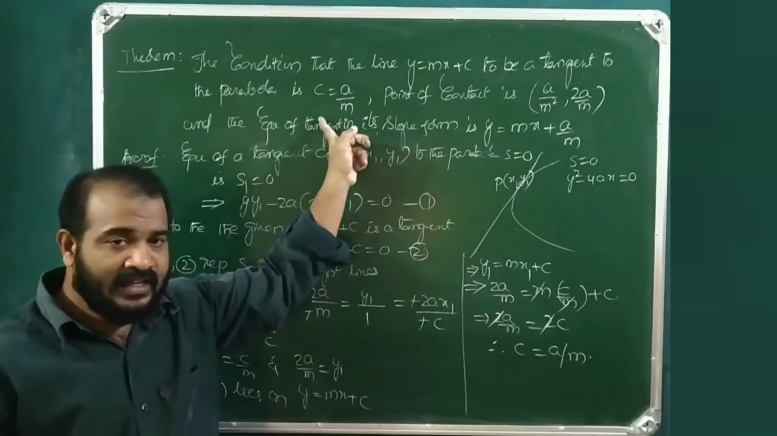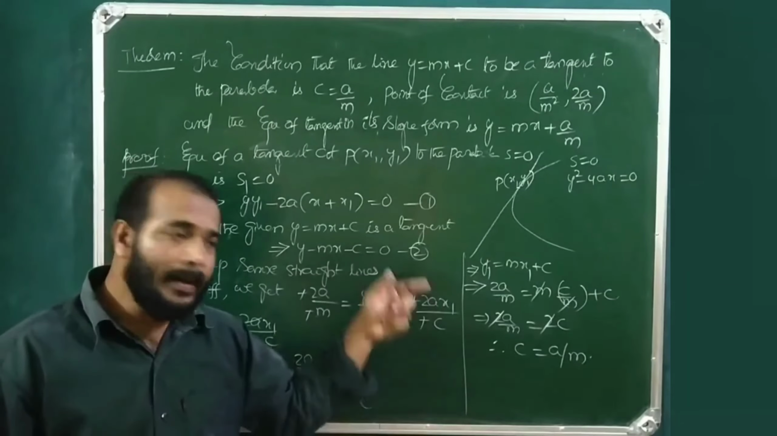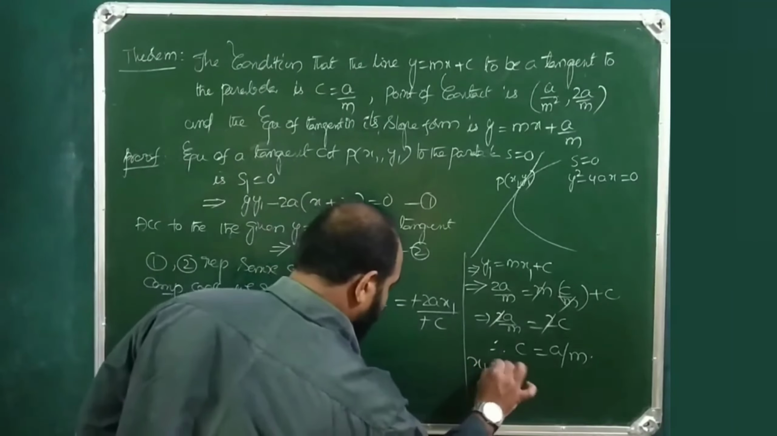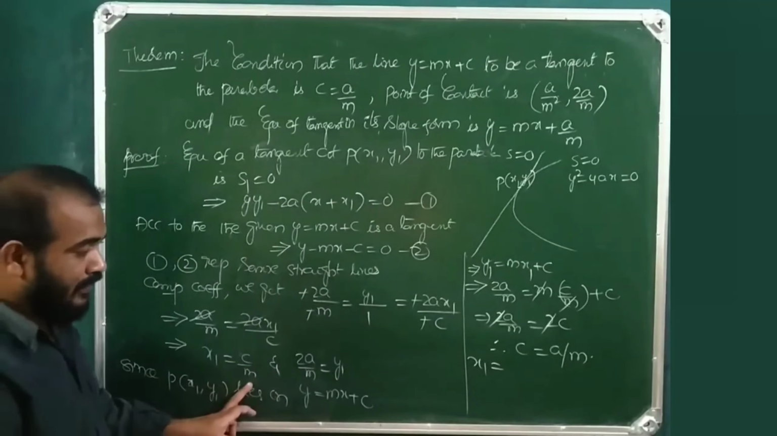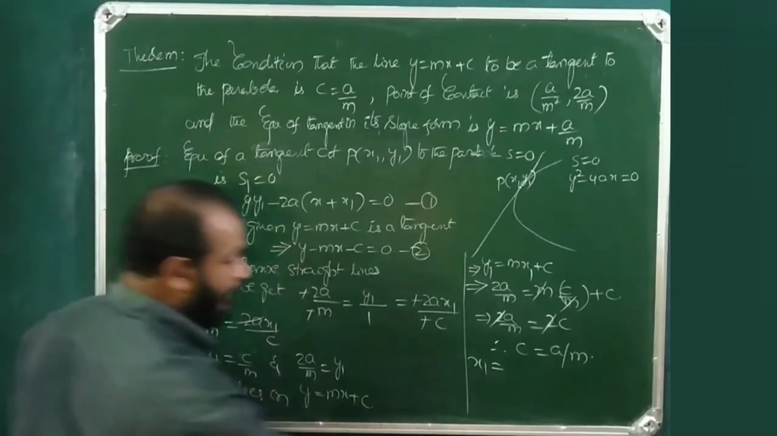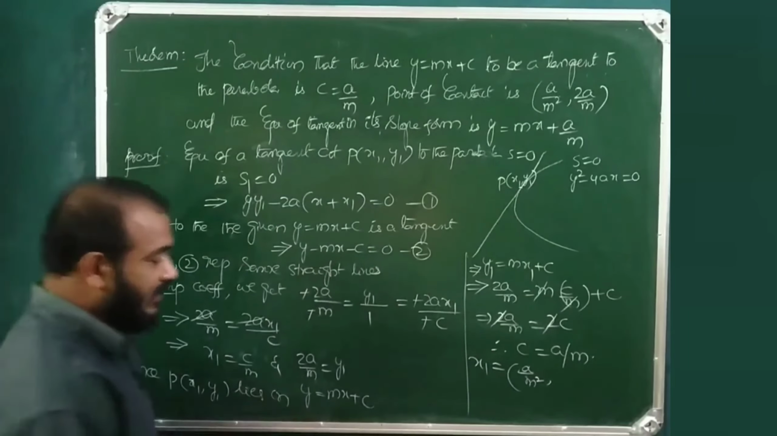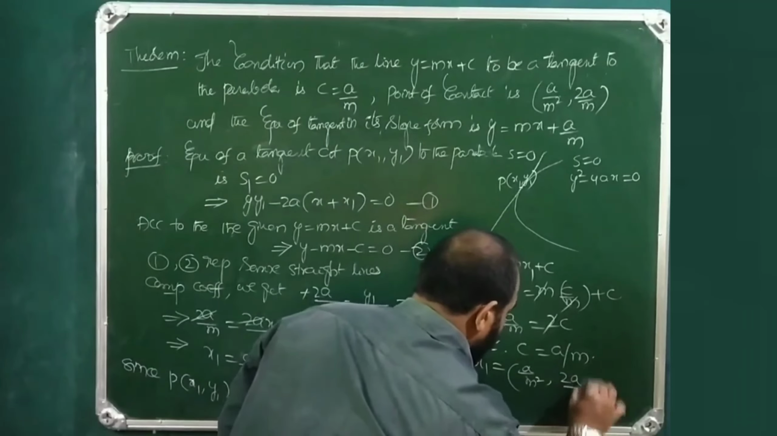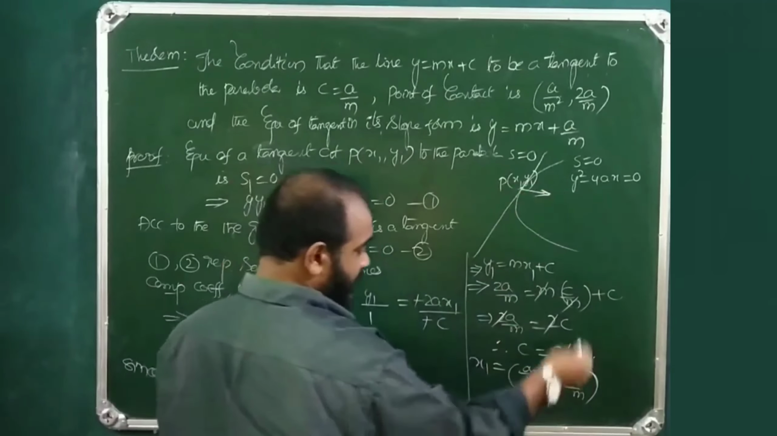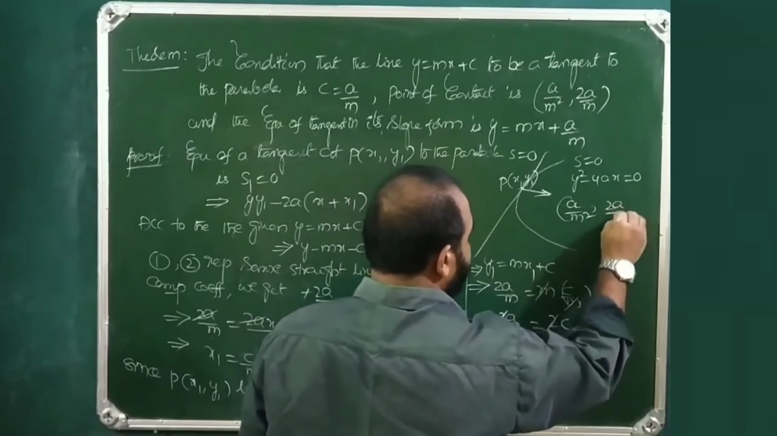This is the condition for the line y equals mx plus c to be a tangent to the parabola. And now, if you substitute x1 equals c by m, c is equal to how much? a by m, so a by m by m. So a by m square, comma, y1 is 2a by m. So what is this point of contact? This point of contact P(x1, y1) is (a by m square, 2a by m).